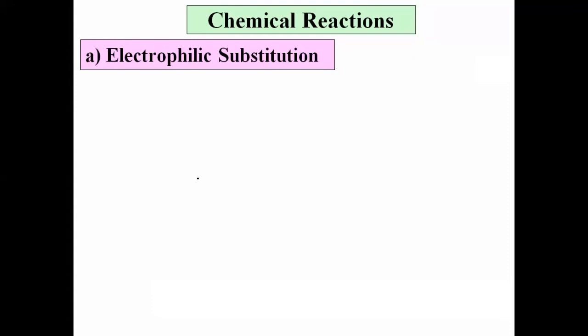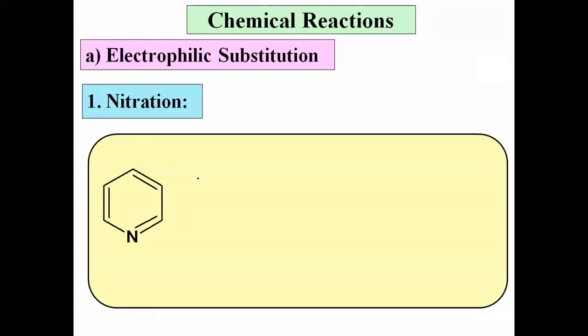We also studied that an electrophile can attack pyridine at position 3 or 5, and hence it undergoes electrophilic substitution at positions 3 and 5. Let us see some reactions. In this, let us study some reactions. First one, the nitration. Very simple example of electrophilic substitution.